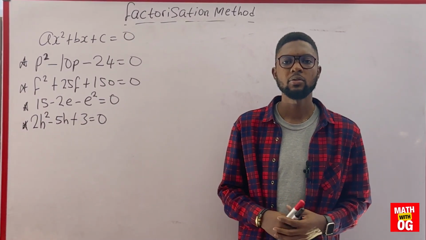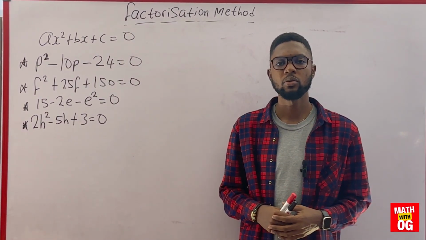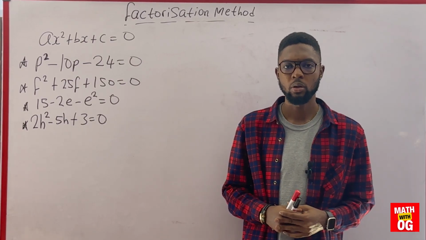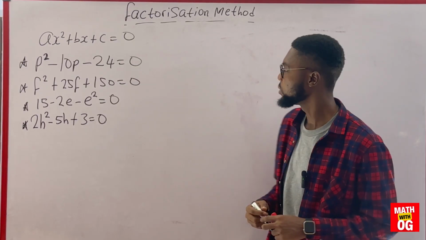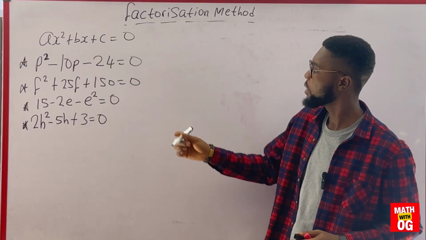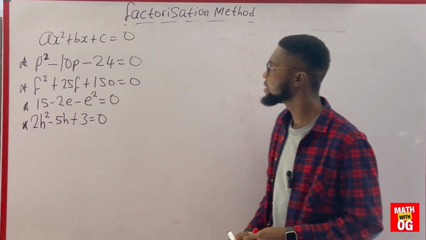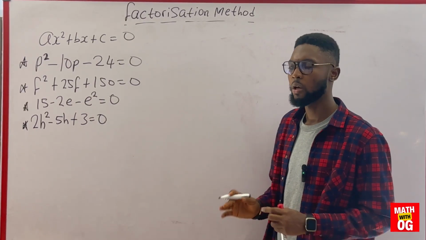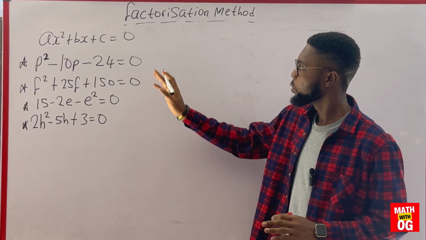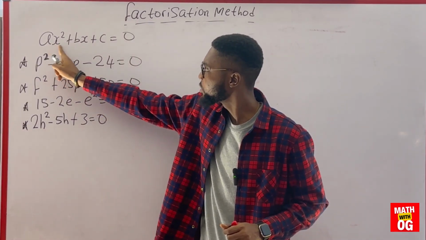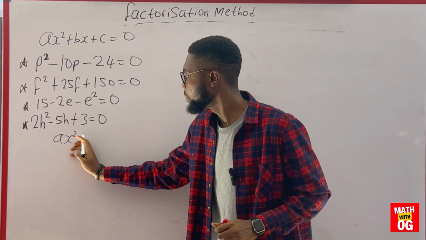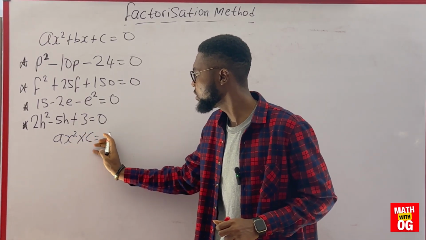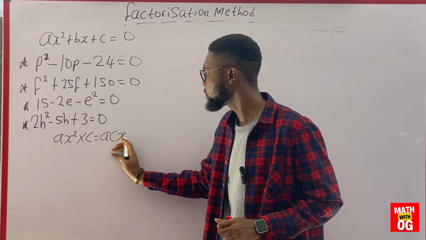Hi guys, let's talk about how you apply the factorization method in solving quadratic equations. It follows one basic rule, so listen attentively to get the whole idea. Whenever you have a quadratic equation given as ax squared plus bx plus c, once it's in this form, what you simply do is multiply ax squared by c. So if I multiply ax squared by c, this will give me ac x squared.